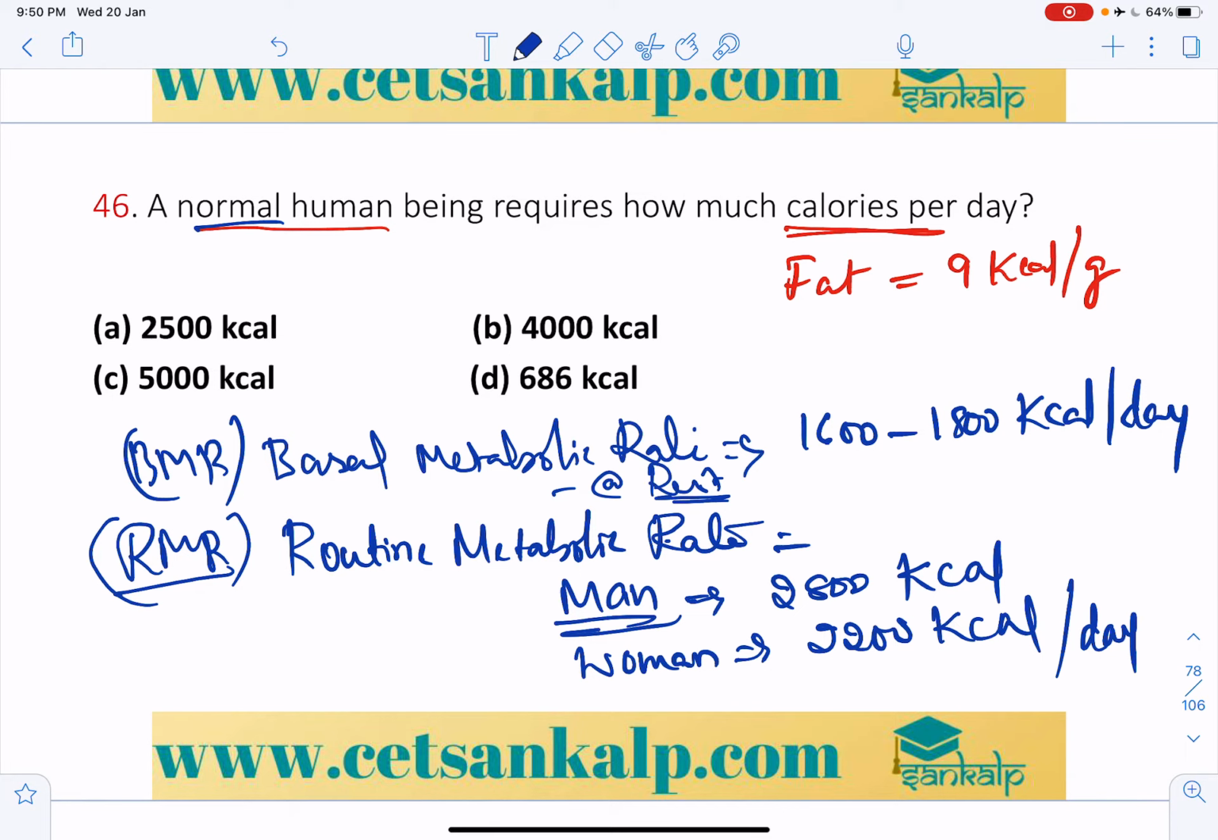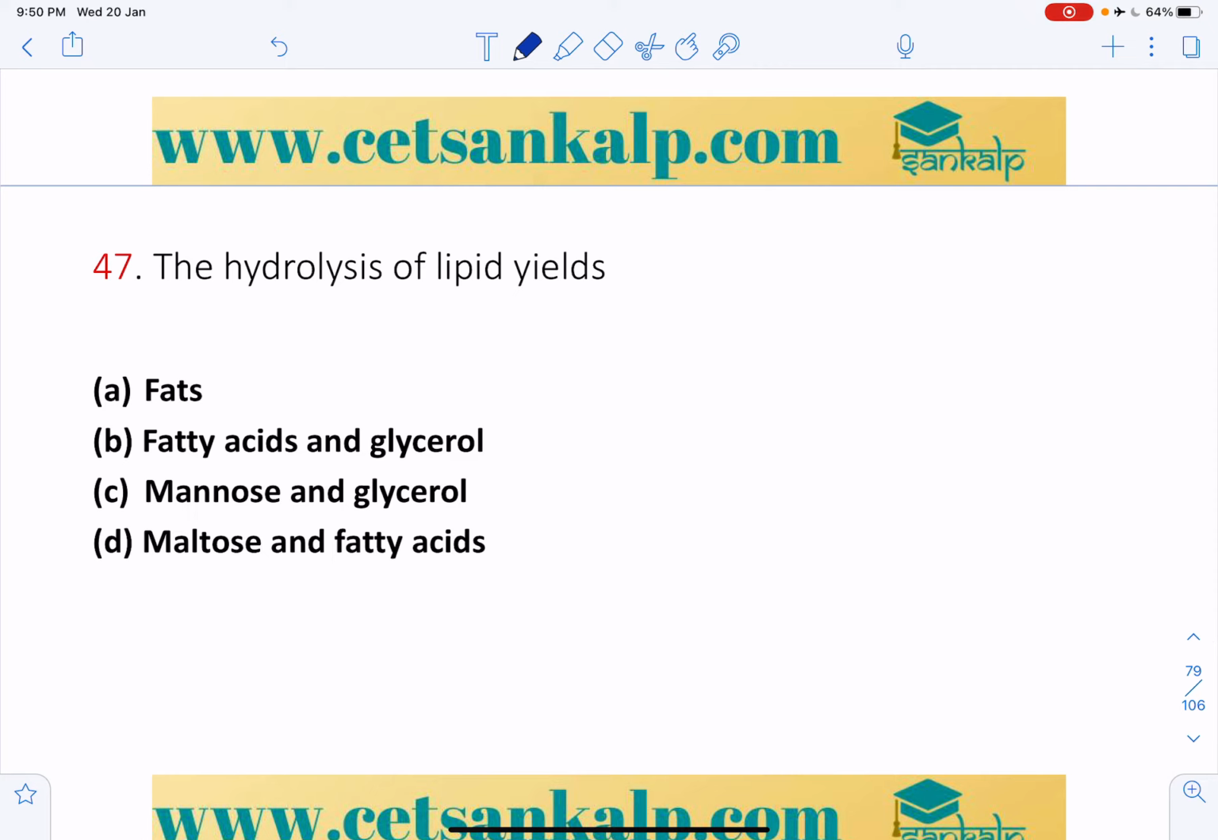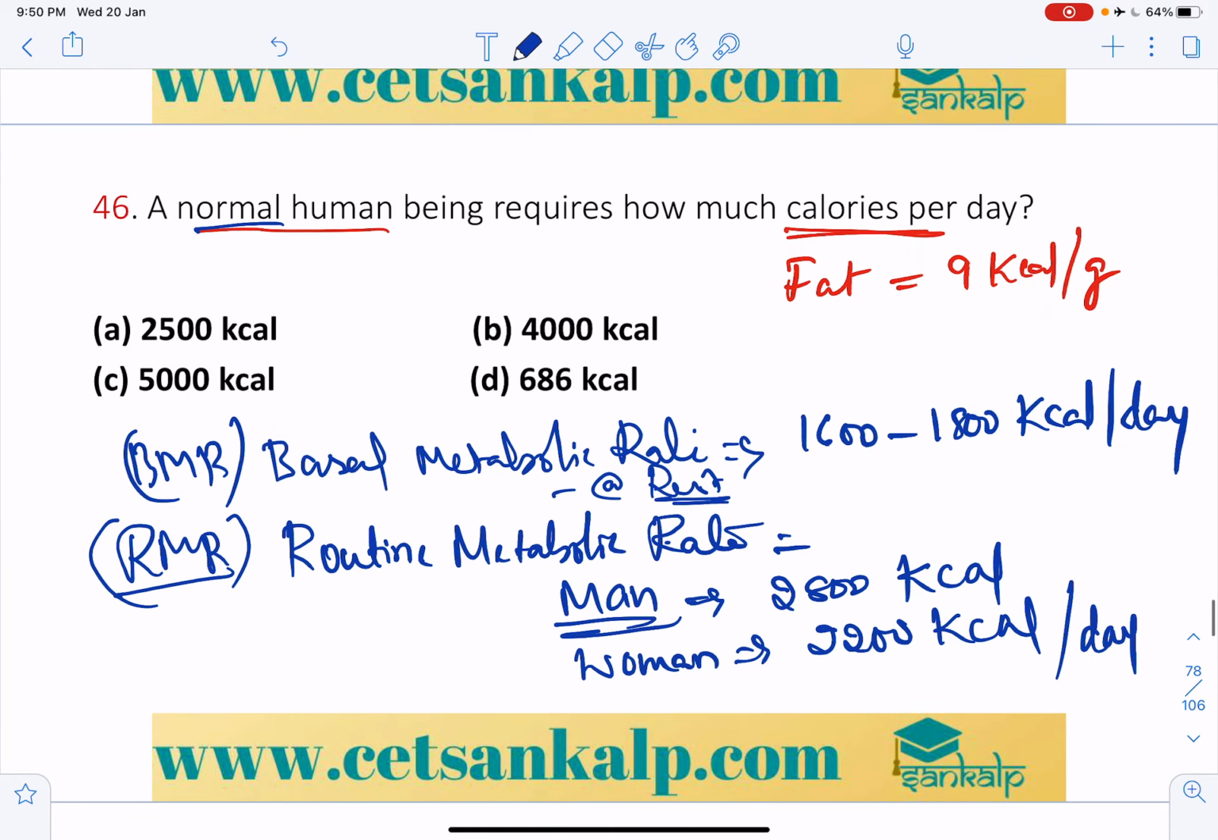Next, let us move on to the next question. The hydrolysis of lipid yields. As we already discussed, hydrolysis of lipids will yield. Here the answer to the 46th question is A, right?